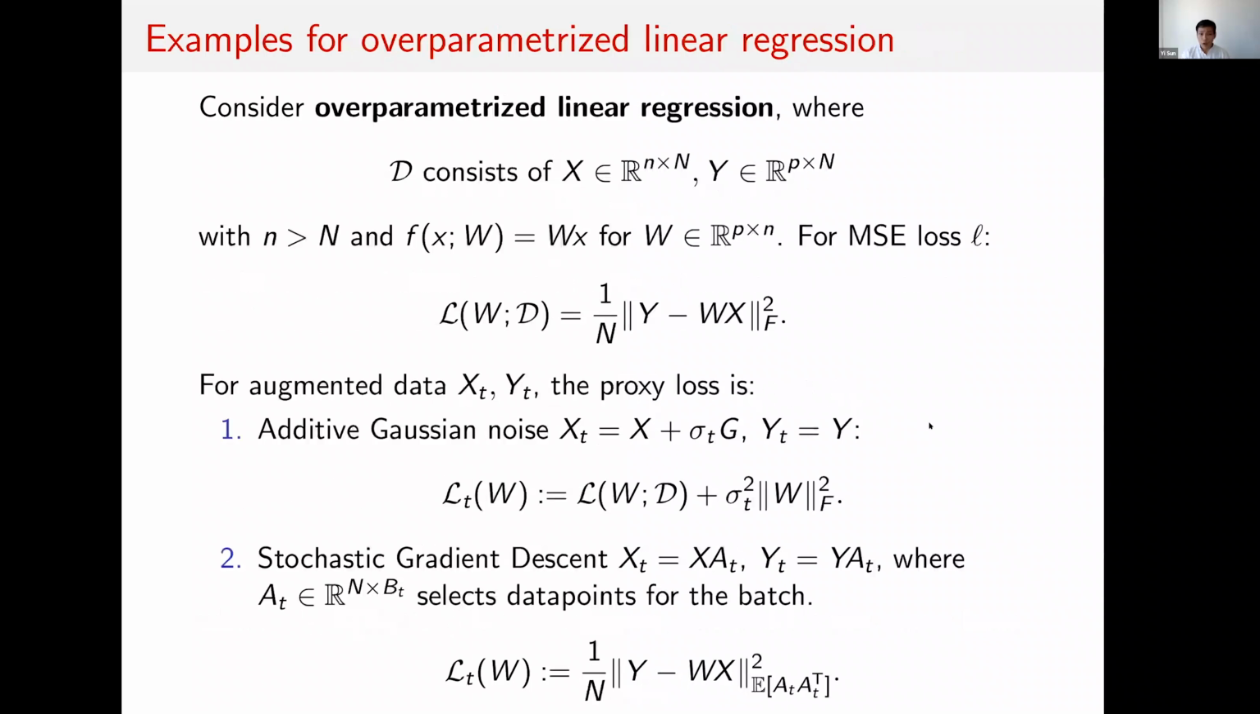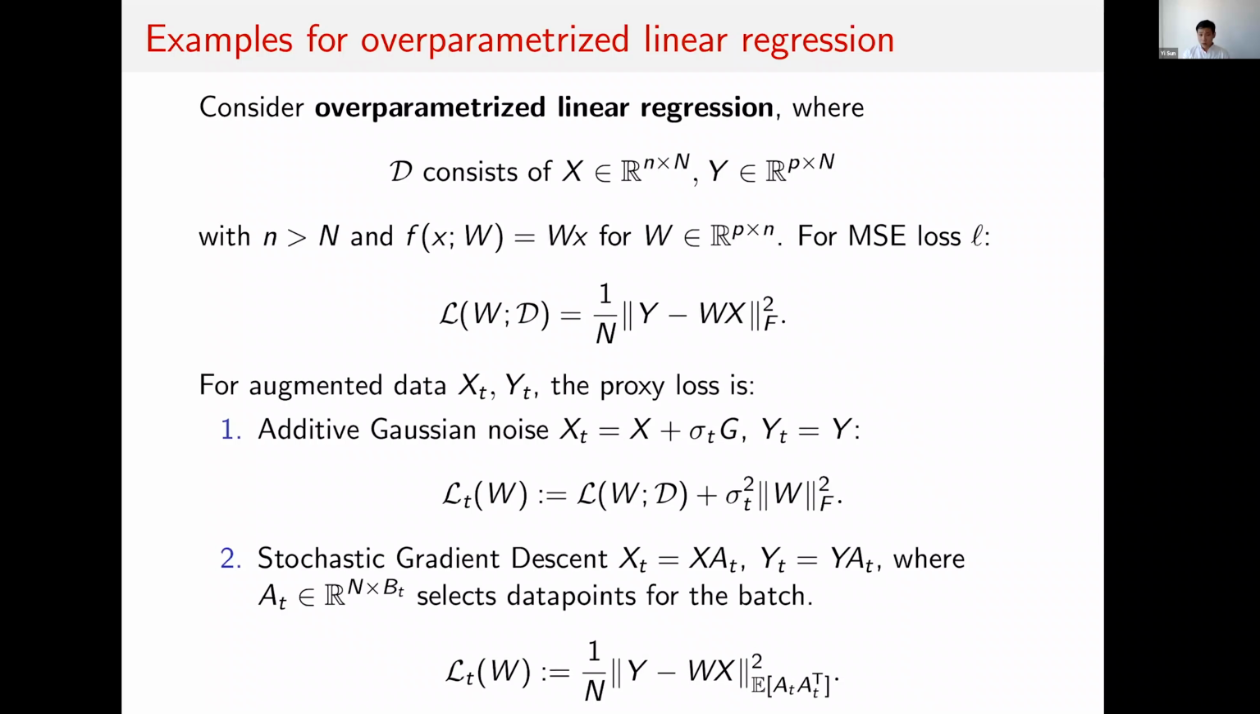To make this a bit more concrete, I want to specialize to the setting of overparametrized linear regression for the rest of the talk. Here, our data set consists of input and output matrices X and Y, whose columns are the individual data points. I want to take the overparametrized setting where the input dimension is greater than the number of data points. And I'll just consider linear regression using the mean squared loss. That means our original loss is simply the squared Frobenius norm of the residuals.